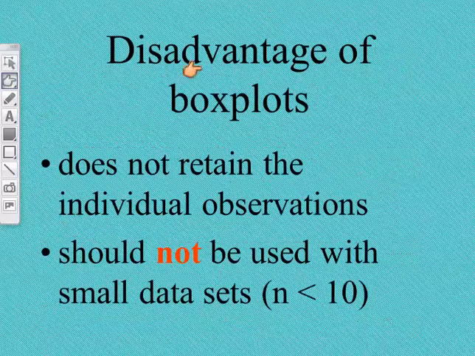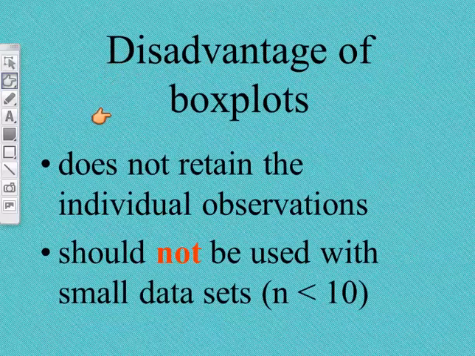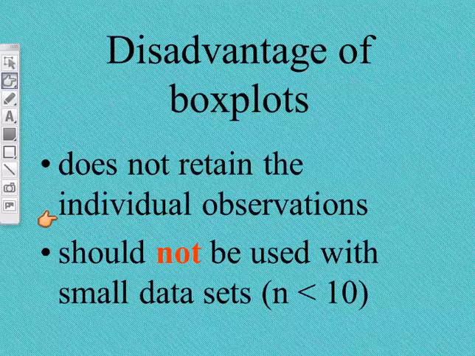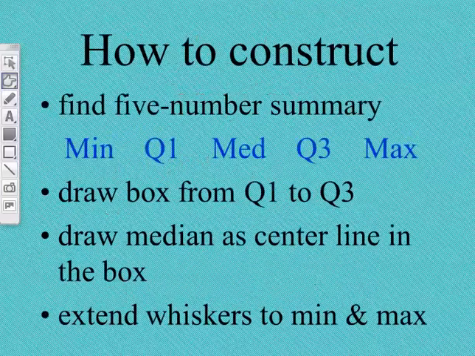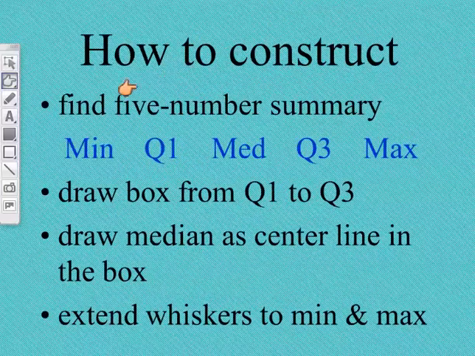The disadvantage of a box plot is that it does not retain individual observations, because it's just a graph, right? And it should not be used with data sets that are very, very small. I mean, it just doesn't make any sense. If you only have 10 people, it doesn't make any difference, okay?